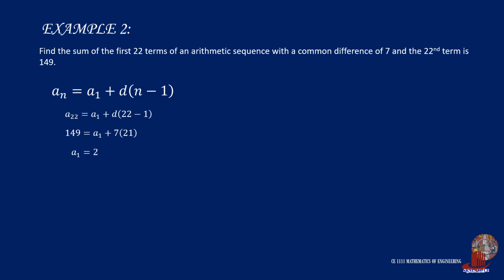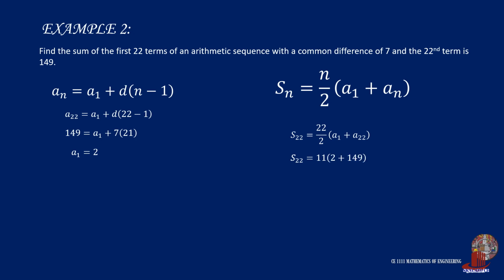At this point, all parameters are known from the formula, so we can start with S sub 22 is equal to 22 all over 2 times a sub 1 plus a sub 22. Provide the known variables to have S sub 22 equal to 11 times 2 plus 149, or that is 151. So the summation of the first 22 terms is 1,661.